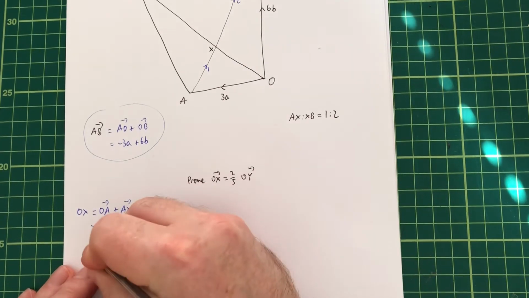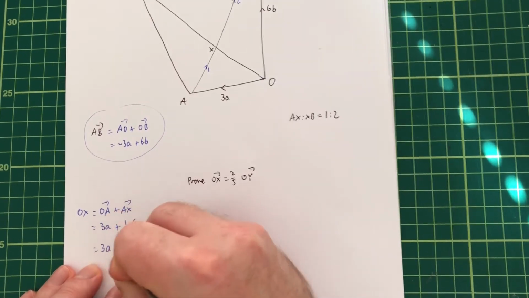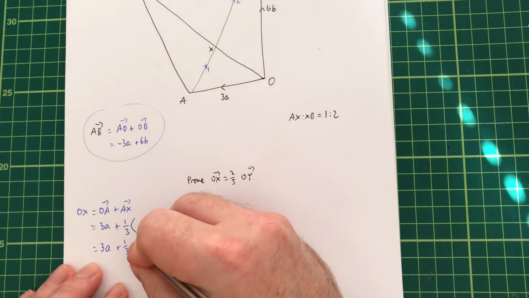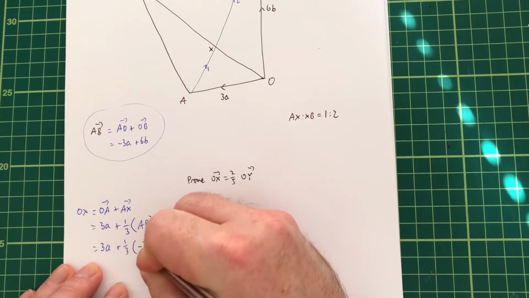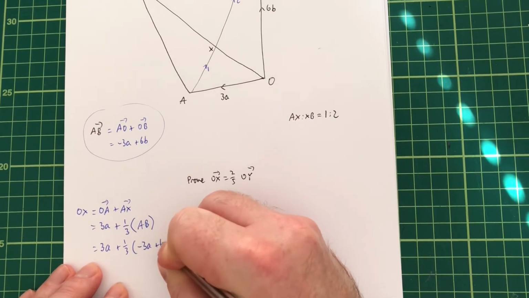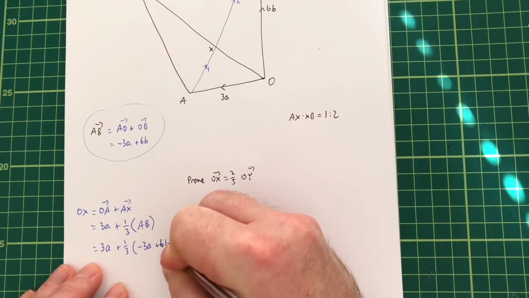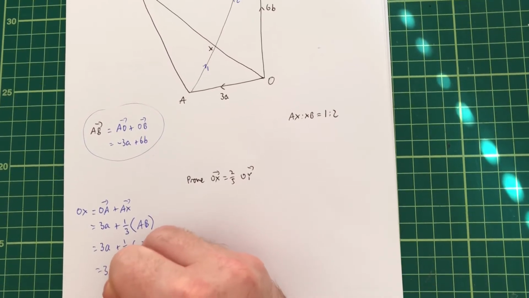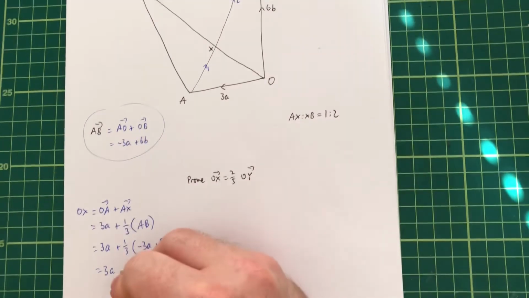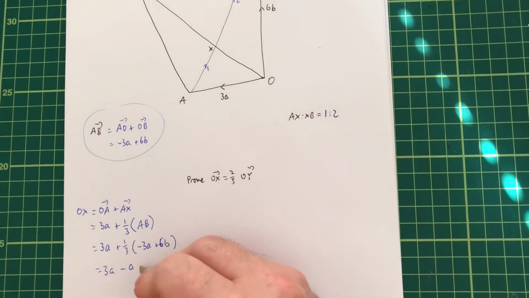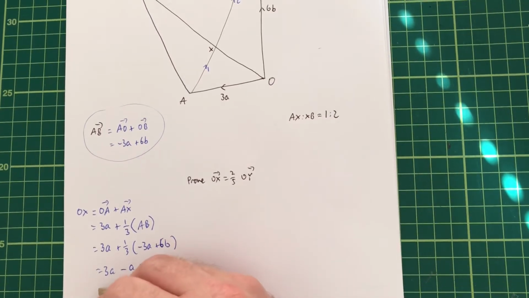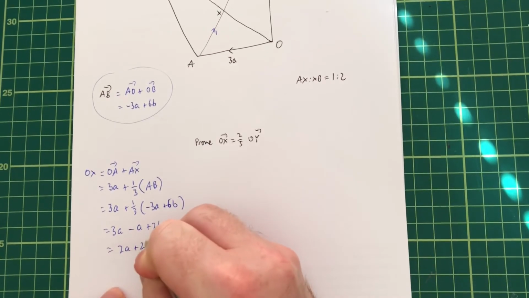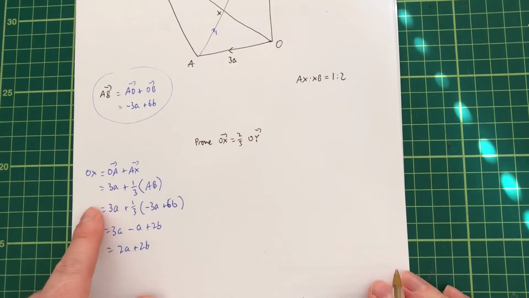Substitute in. We've already worked out what AB is. 6B. Expand the bracket. 1/3 of 3 is just 1, so that'll be minus A. 1/3 of 6 is 2, plus 2B. Collect like terms. 2A plus 2B. So that's O to X.